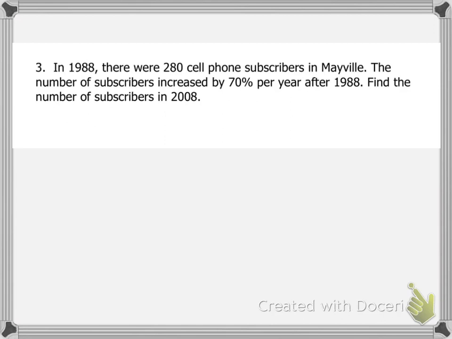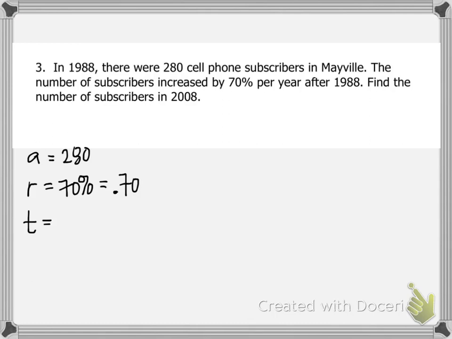All right, let's look at number 3. In 1988, there were 280 cell phone subscribers. Okay, so our initial is going to be 280 cell phone subscribers. The number of subscribers increased by 70%. So my rate here is going to be 70%. So my decimal is going to be 0.7. Okay, find the number of subscribers in 2008.